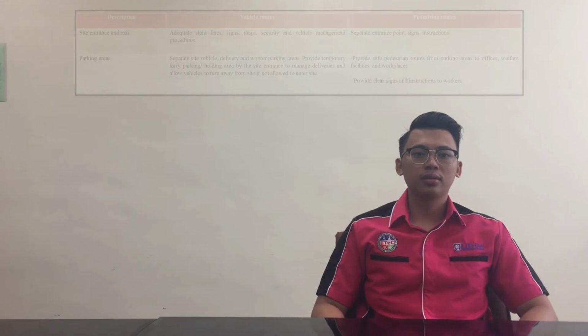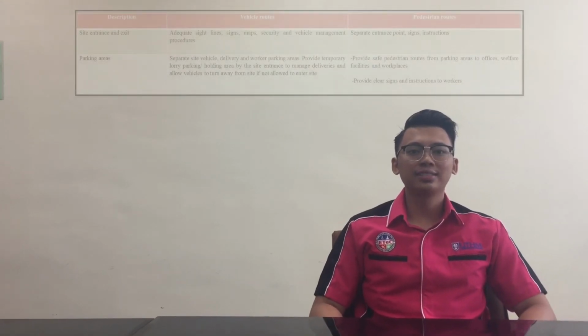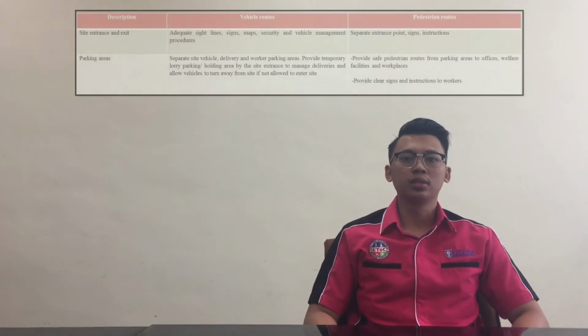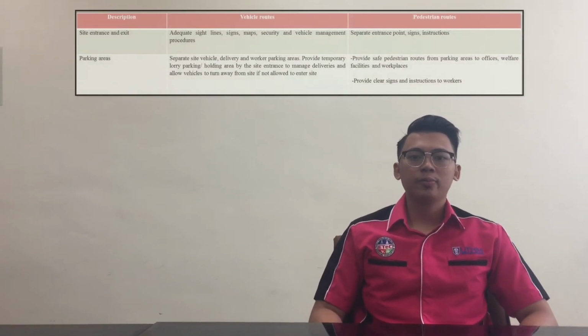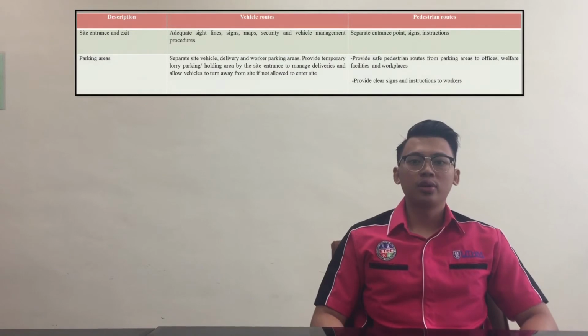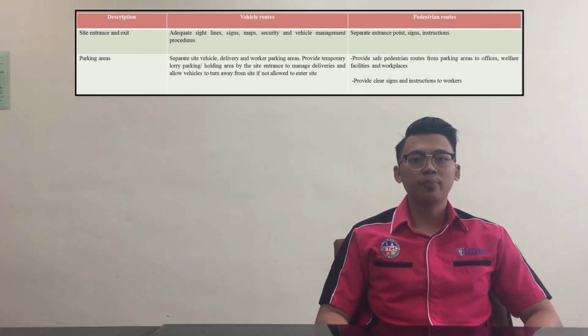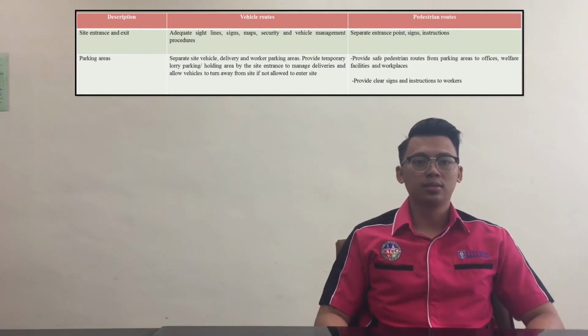Okay, we have 3 columns: descriptions, vehicle roads and pedestrian roads. For the first point, site entrance and exit. For the vehicle road, educate: site lines, signs, map, security and vehicle management procedure. For the pedestrian roads, separate entrance points, signs and instruction. For the second point, parking areas.